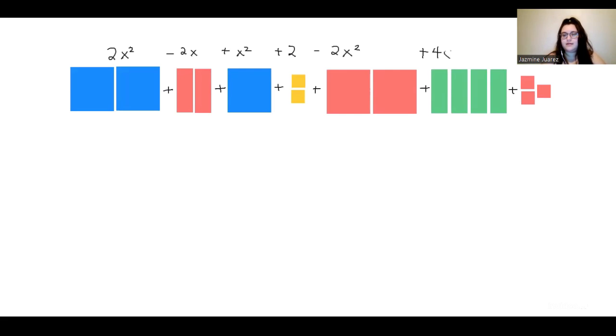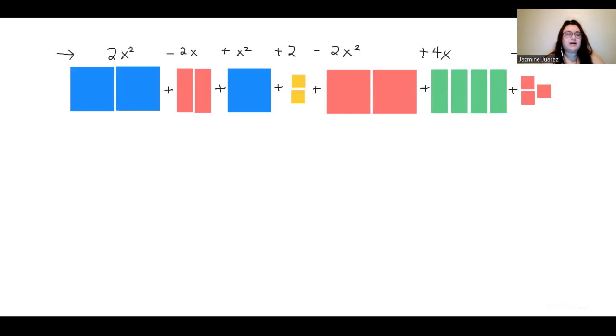Zoom is so much fun. 4 of these x blocks, and then I have 3 more units, and they're negative, so -3. So that is my starting expression. Keep that in mind for later.